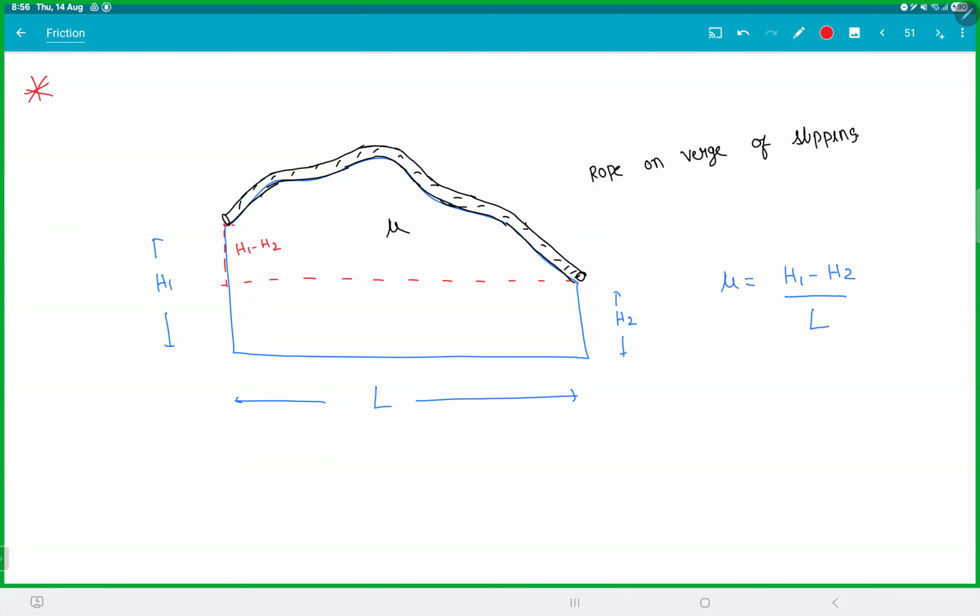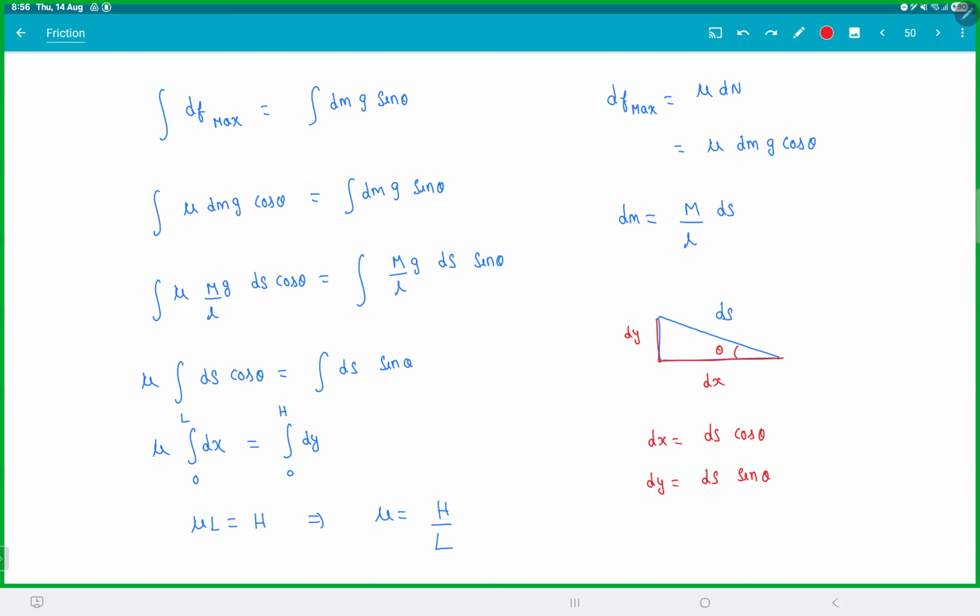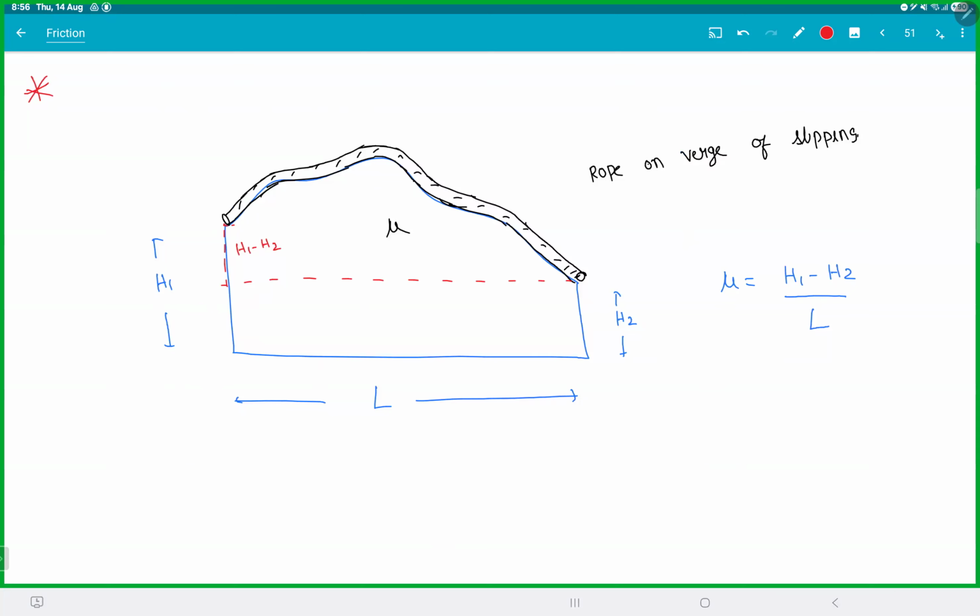We can always write (h1 minus h2) by L is less than or equal to mu. You can do that. This is the condition, right? So it will be less than this. Is this clear, everyone? This is a more general form. You can take any weird surface, anything, it doesn't matter, you'll get this.